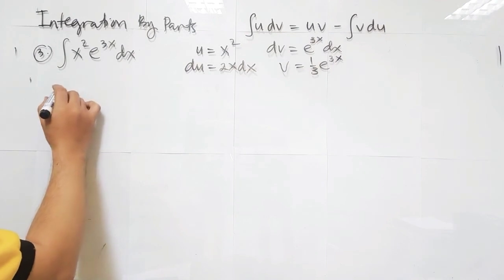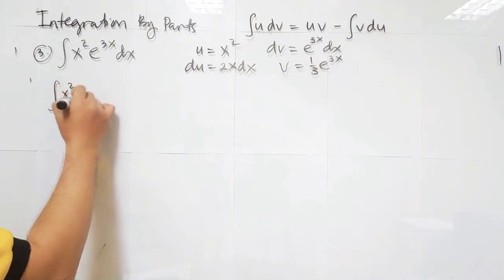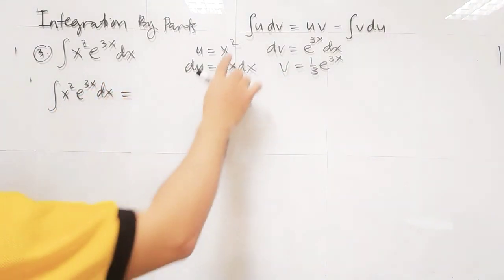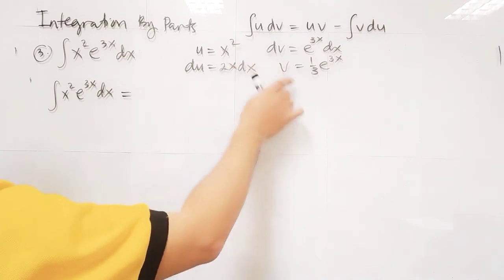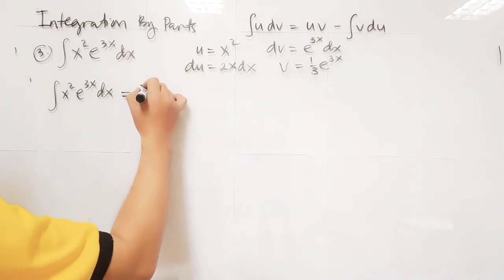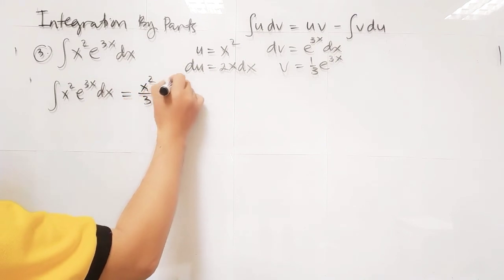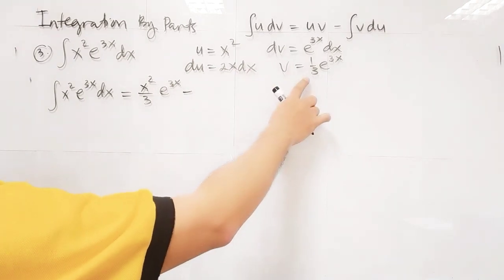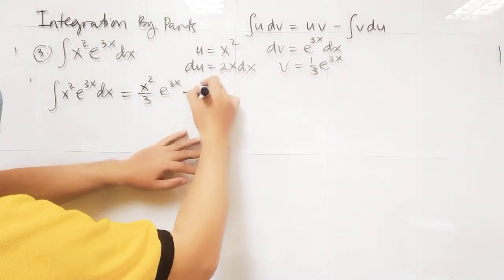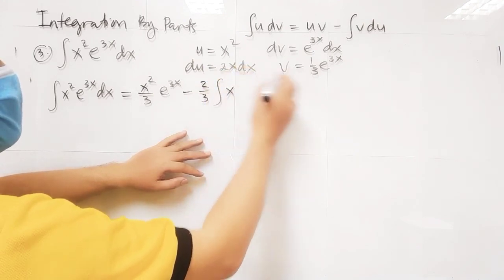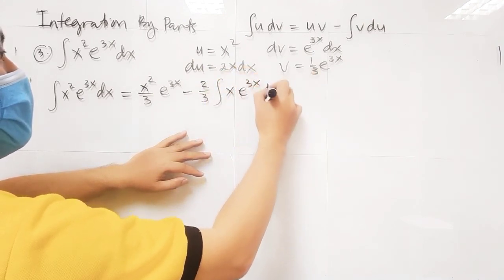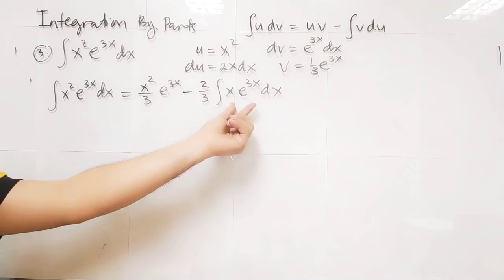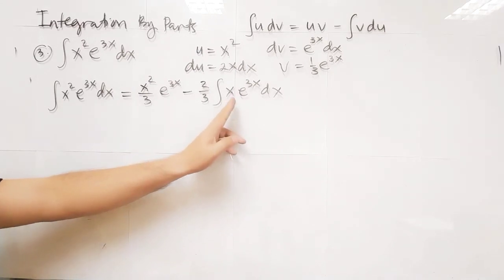So when we integrate this, I will write the integral of x squared e to the 3x dx, which is equivalent to u times v. We multiply u and v, that is x squared over 3 e to the 3x, minus the integral of v du. So I will write first 2 times 1/3 integral of x e to the 3x dx. Notice this one, this is x, and then e to the 3x.